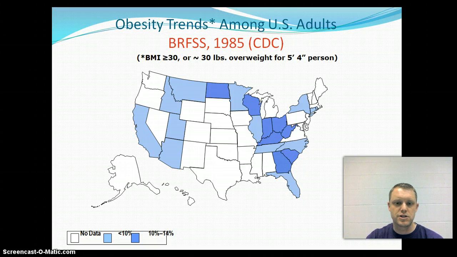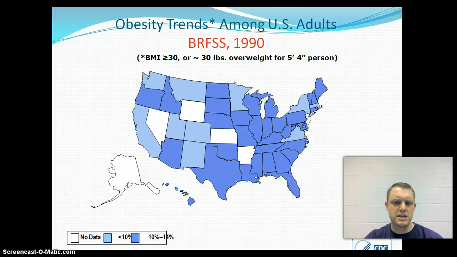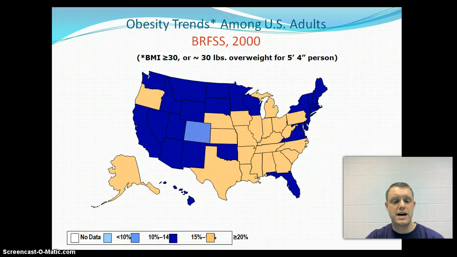I'm just going to play these slides and let you take a look and see what happens. In 1990, most of the country is 10 to 14% obese. Again, 1 to 1.5 people per every 10 are obese. Continue along. In 2000, that number now jumps up to 20%, so that means 2 now in every 10. Not just 1, but 2, for about half of the country.